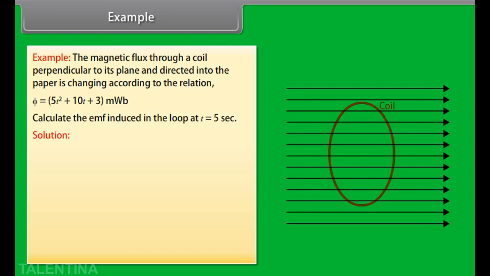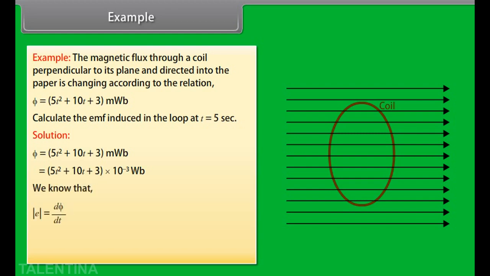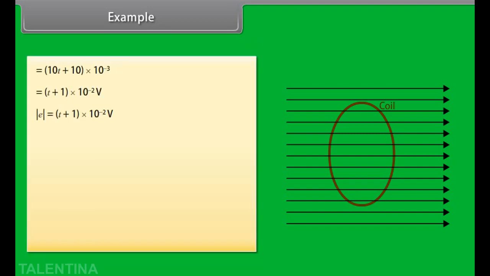Let's see the solution. Given phi is equal to 5t square plus 10t plus 3 milliweber, it can be written as phi is equal to 5t square plus 10t plus 3 multiplied by 10 raised to the power minus 3 weber. We know that E is equal to d phi by dt. By putting the values in this equation we get E is equal to t plus 1 multiplied by 10 raised to the power minus 2 volt.